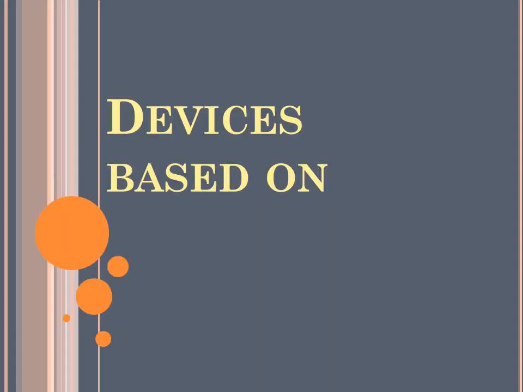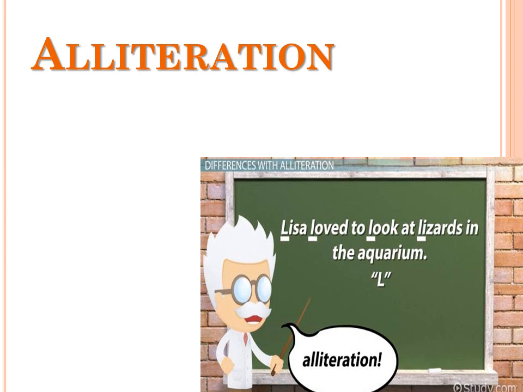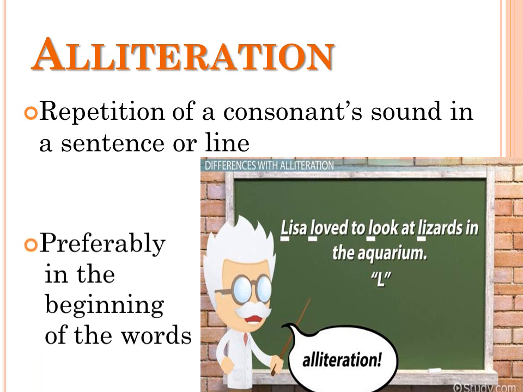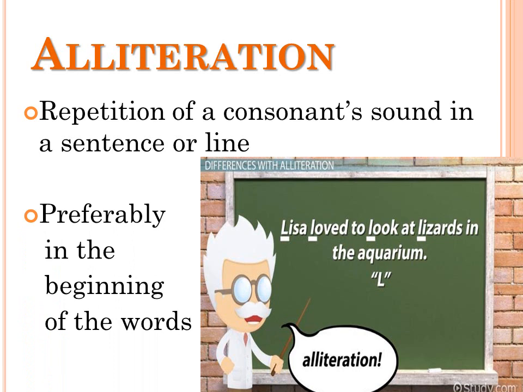Next, we have devices based on sound. First of all, we have alliteration. Alliteration is about repetition of a consonant sound in a sentence or line, and this sound is repeated in the beginning of the words. Lisa loved to look at lizards in the aquarium. So here the letter L sound is repeated.